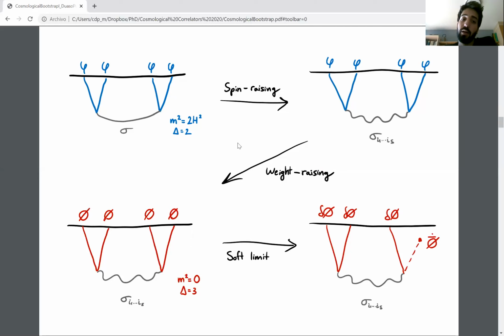And we will apply these weight shifting operators on this more simple seed, and we will get the more complicated correlators in this way. So for example, by applying a differential operator that raises the internal spin, we will get this kind of diagram. Then by applying another operator that raises the weight of the external particles, the external fields, we will get a correlator in which the external fields have delta equals 3, which means that they correspond to massless fields in the bulk.